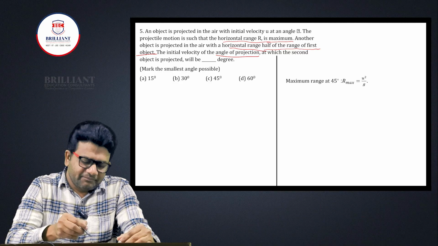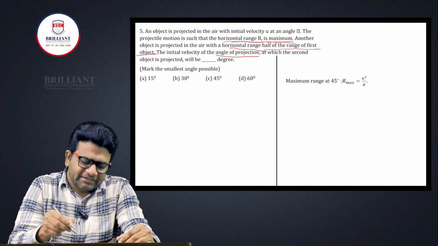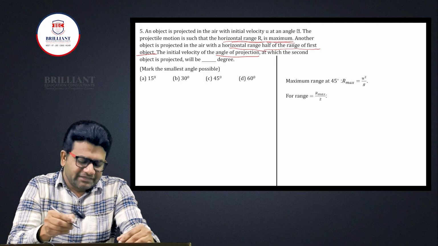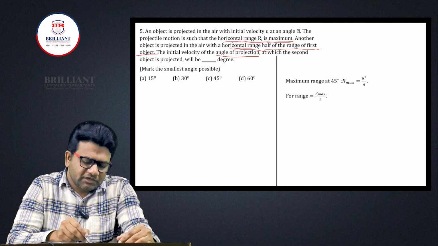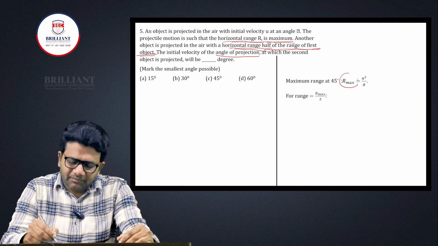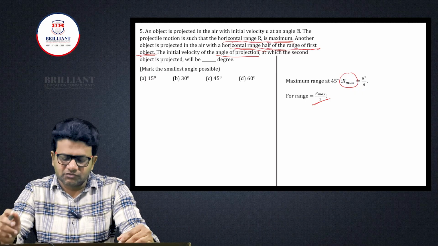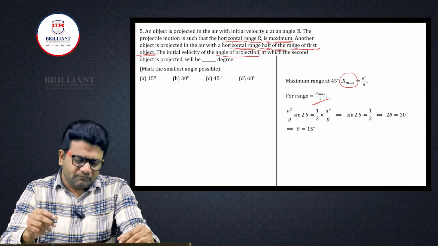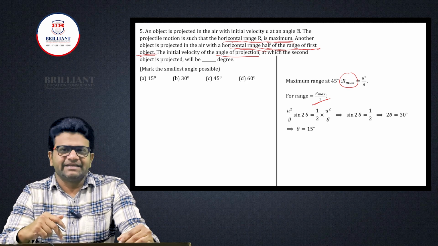So here, given the maximum horizontal range is maximum, it is U square by G, R max. So in the second case, you can see in the question the horizontal range is half of the range of the first object. So it is R max by 2, which is equal to U square by 2G. Now you can see we have to find out the angle in the second case.